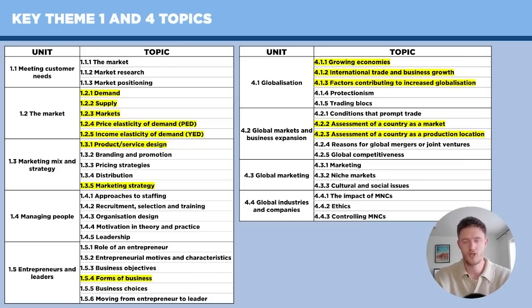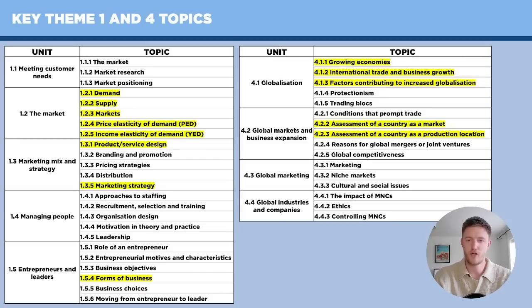Supply and demand, not just the diagrams, but also what affects supply and demand. Price and income elasticity, definitely worth looking at as well. Could come up as an essay if it doesn't come up as a calculation. But I've listed product service design just because I think it's really important to know the design mix, and it's just a model that I think is worth recapping.